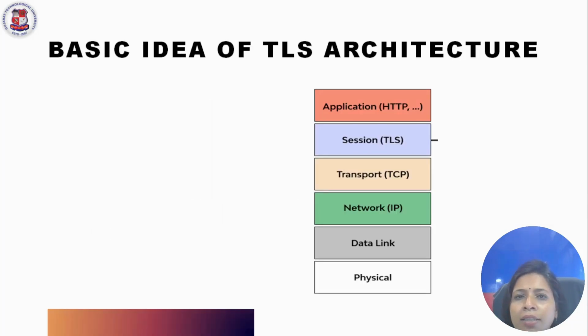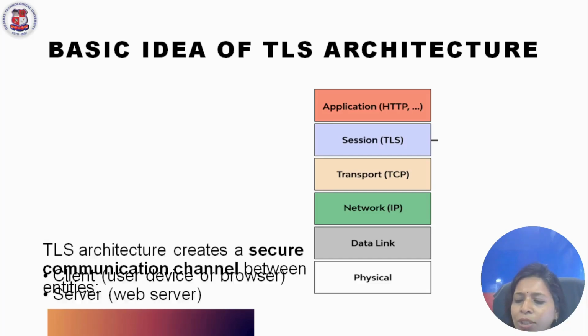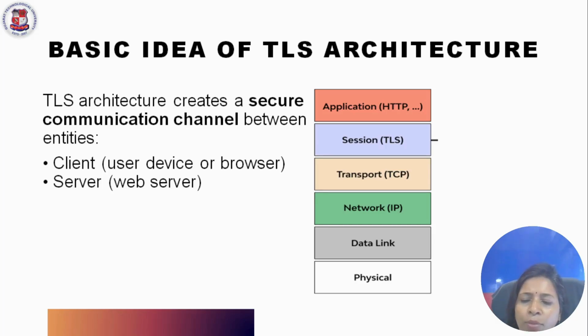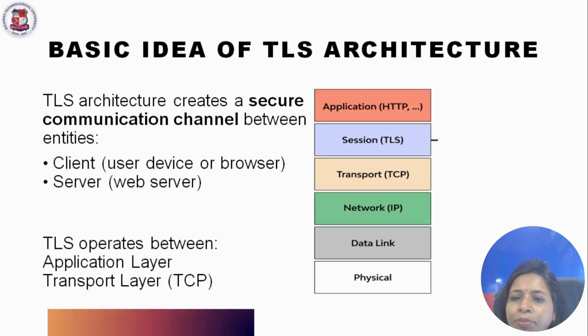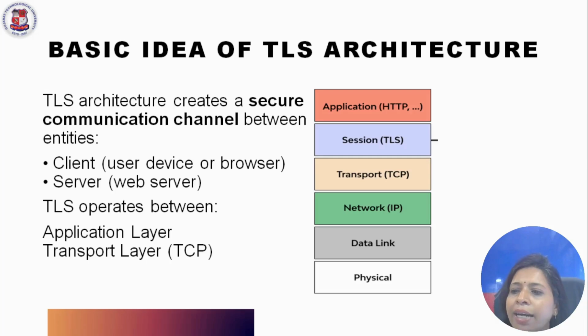Now let's discuss the basic idea of the TLS architecture. The TLS architecture is designed to create a secure communication channel between two entities. These two entities are the client and server. The client could be a web browser or mobile application used by the user, and the server is the system that provides services such as a website, server hosting, and application. TLS operates between the application layer and the transport layer, which uses the TCP protocol. This is a layered design that allows TCP to secure communication without modifying the existing application.